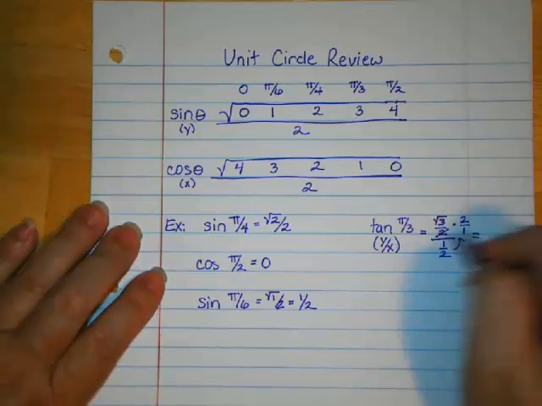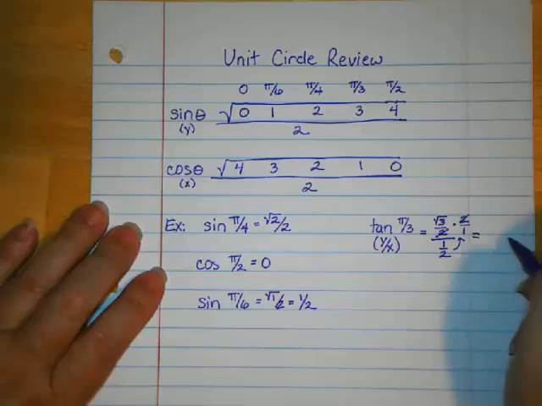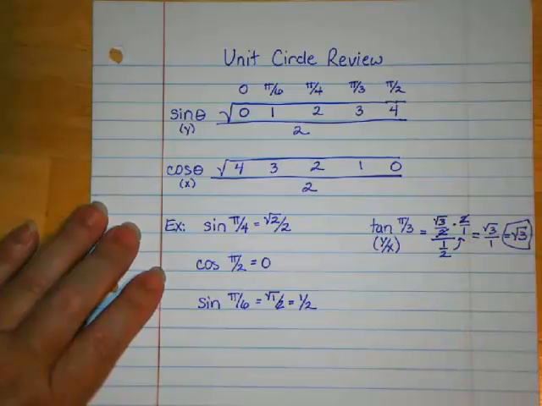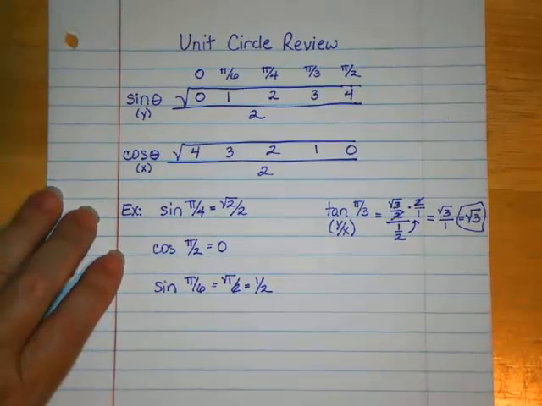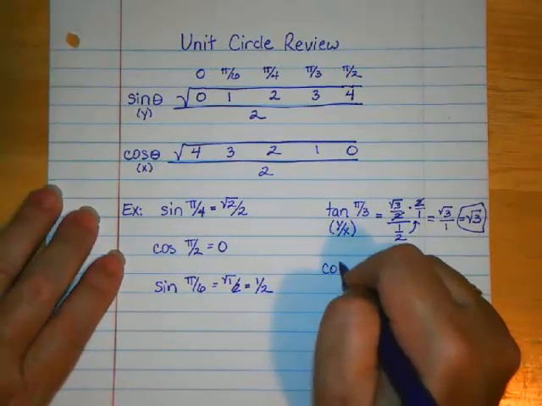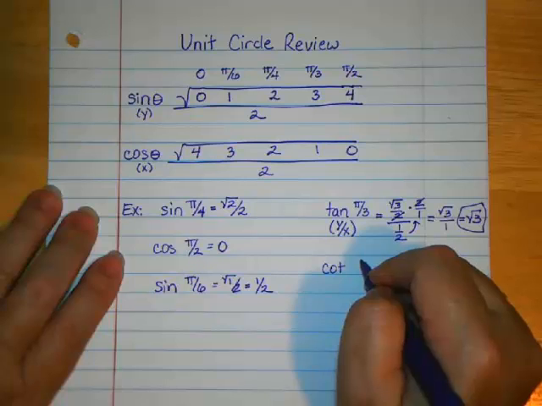Now, to clean this up, I need to take the 1/2 and I need to flip it up. It becomes 2 over 1. The 2's cancel, and I'm left with the square root of 3 over 1, which is the square root of 3. And there's the answer.